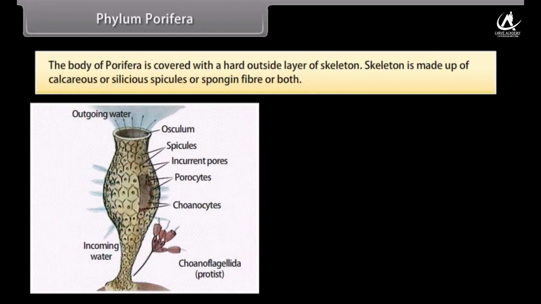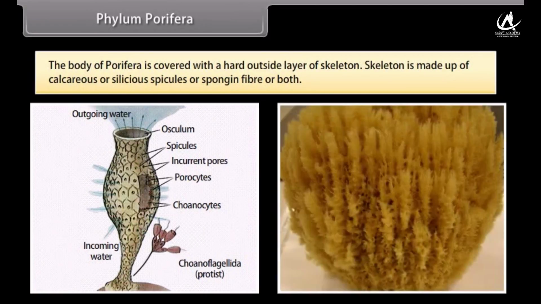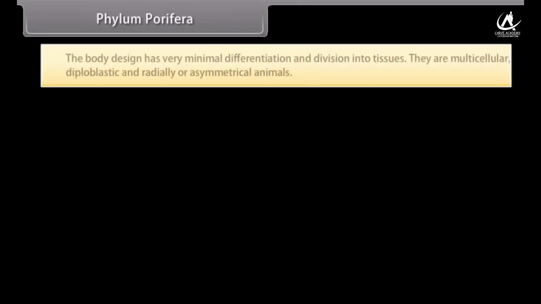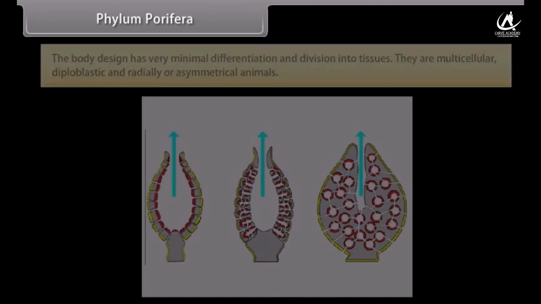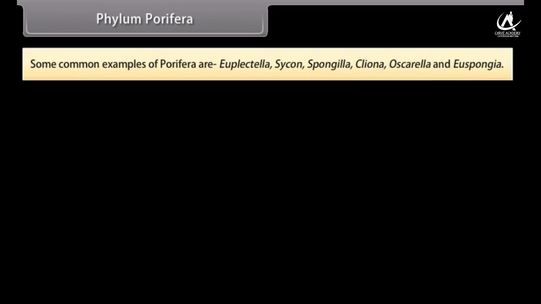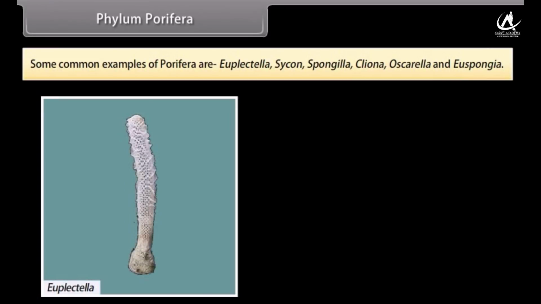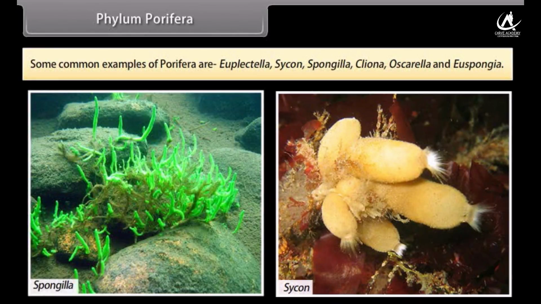The body of Porifera is covered with a hard outside layer of skeleton. Skeleton is made up of calcareous or siliceous spicules or spongin fiber or both. The body design has very minimal differentiation and division into tissues. They are multicellular, diploblastic, and radially symmetrical or asymmetrical animals. Some common examples of Porifera are Euplectella, Sycon, Spongilla, Cliona, Oscarella, and Euspongia.